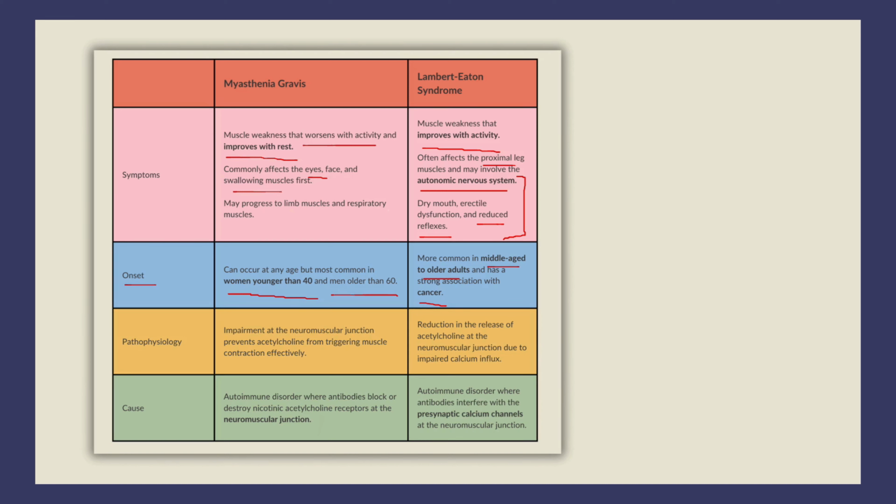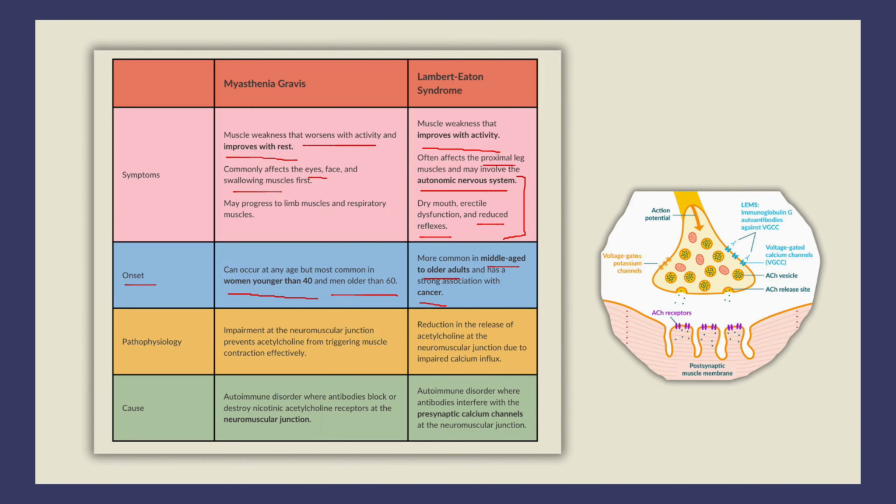So what is the pathophysiology? Coming to this diagram here, in Myasthenia the problem is in the post-synaptic muscle membrane, at the acetylcholine receptors. The antibodies attach to these receptors. So now the acetylcholine cannot attach to the receptor anymore because it is being blocked by the antibodies. So obviously, you then see muscle weakness.